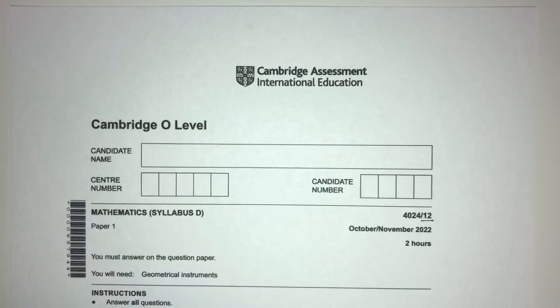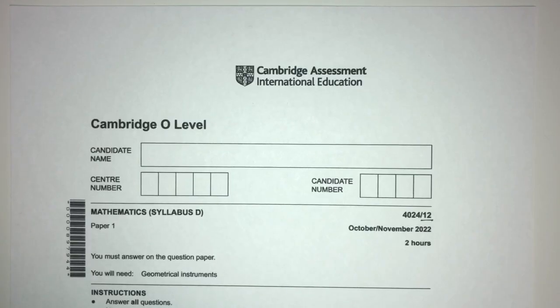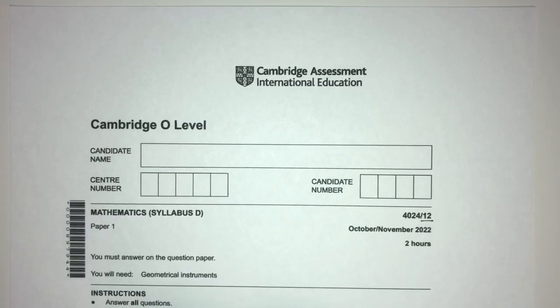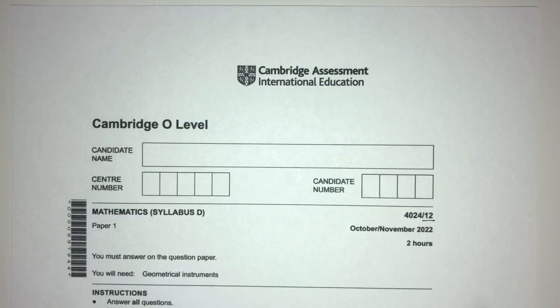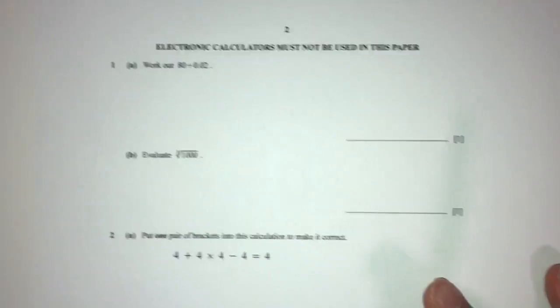This one is paper 1-2 of October-November 2022. Obviously, this is paper 1. We cannot use a calculator. With that being said, let's move on to questions. So here we have question number 1.